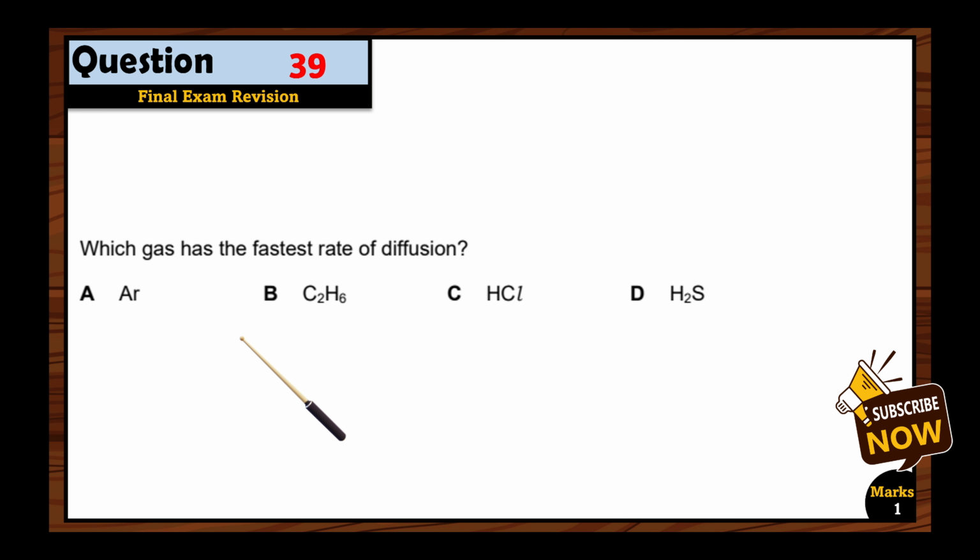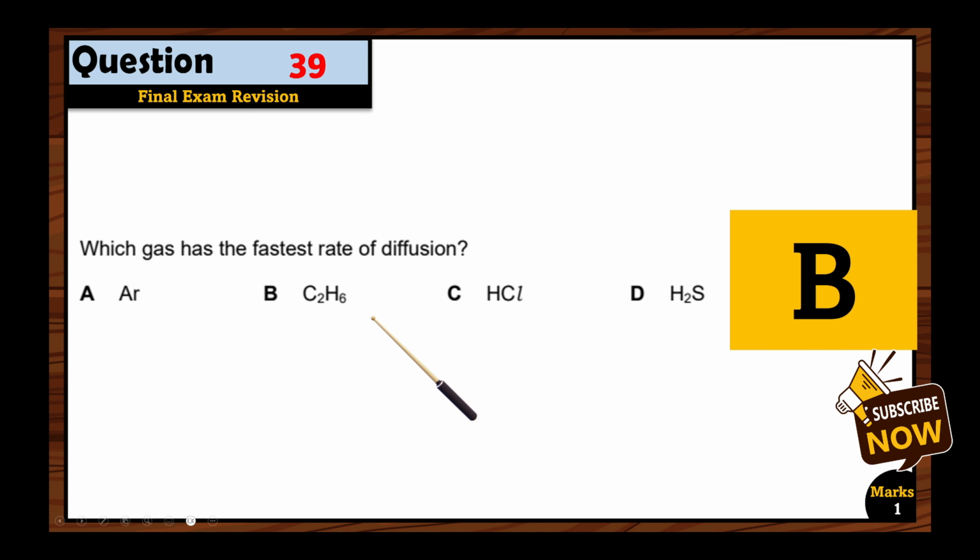Now let's see question number 39. Which gas has the fastest rate of diffusion? If you see here again, we have to find the molecular mass of all these substances, right? So when you find the molecular mass of these substances, you will find which one has the lowest molecular weight. Option B, C2H6, okay? So C2H6, ethane, has the lowest molecular weight. So that's why the rate of diffusion will be fastest.